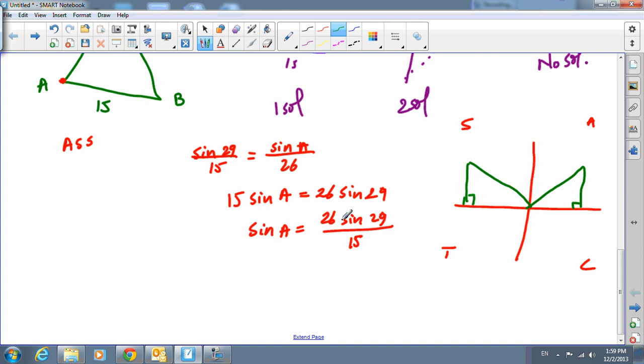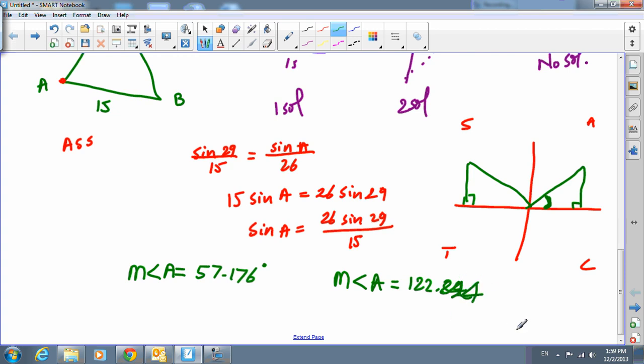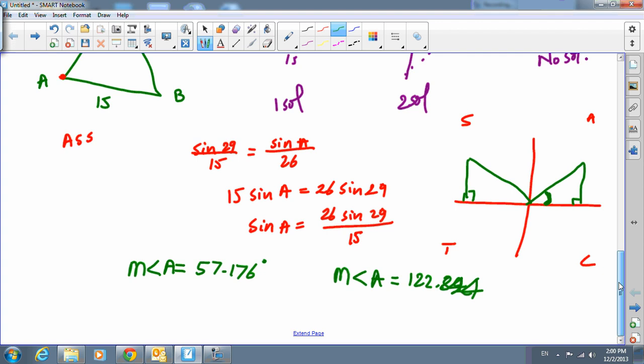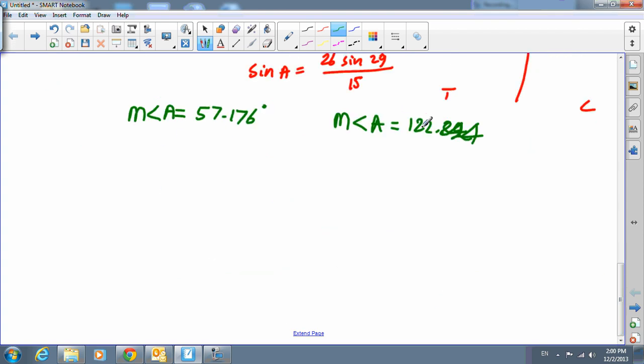So using your calculator, you will get that the measure of angle A can be equal to 57.176 degrees. Well, if this is 57.176 degrees, the whole one here would be 180 minus this. So you have another possible measurement of angle A, and that would be 122.824. This way is kind of hectic because you end up with two angles, so you have so many ways of making a mistake.